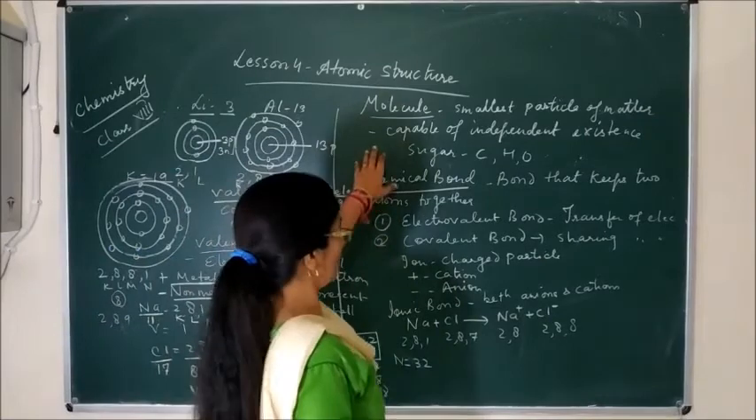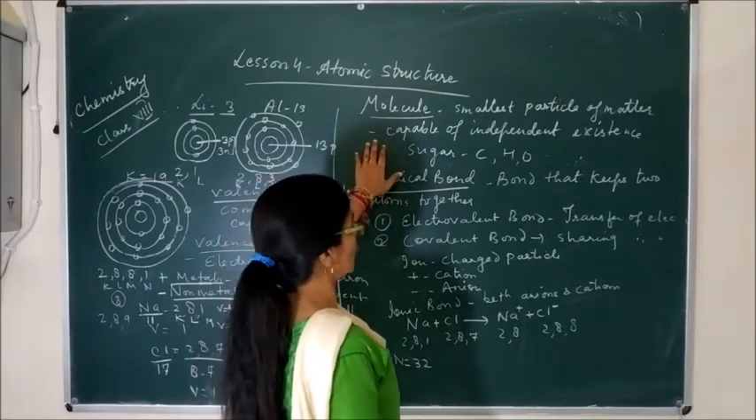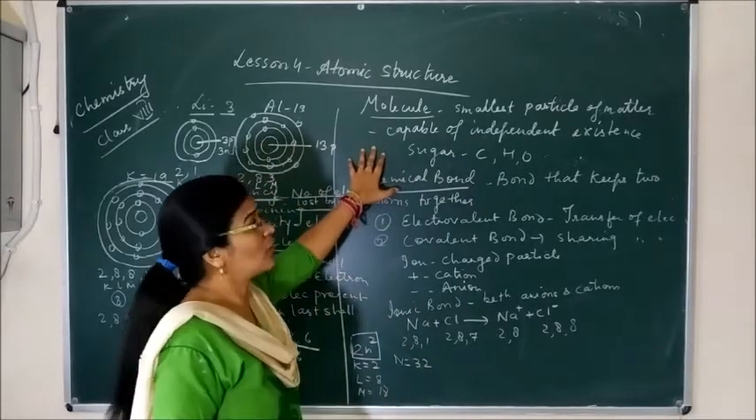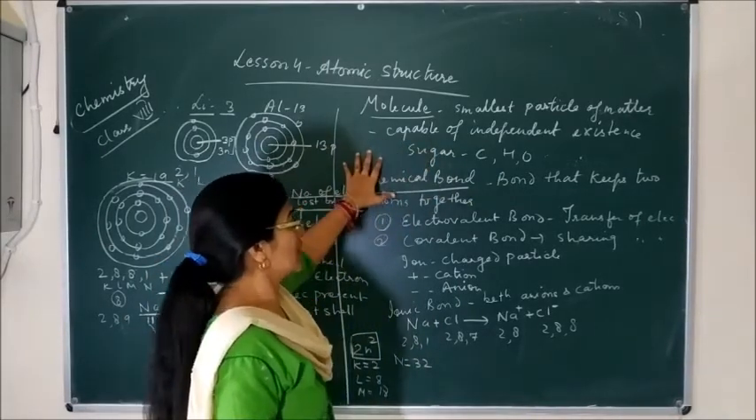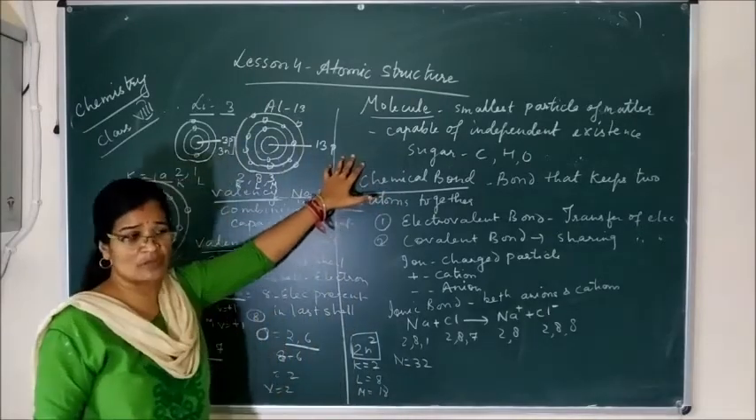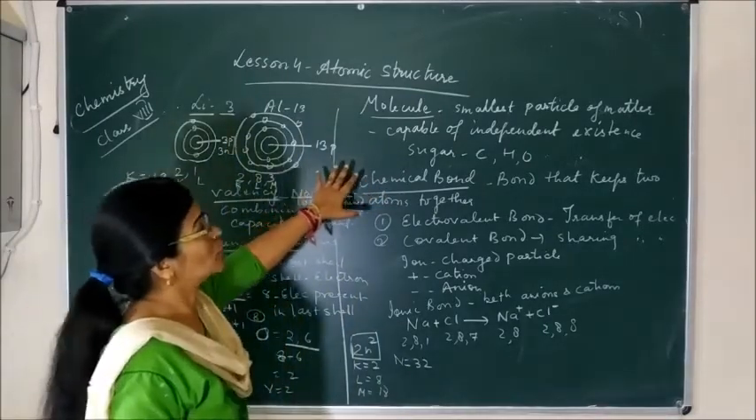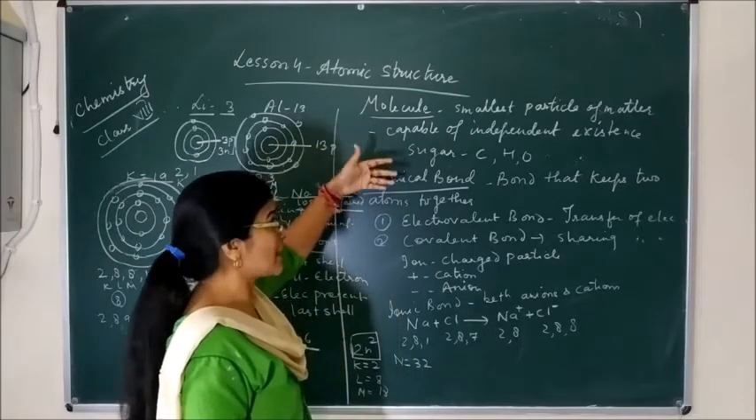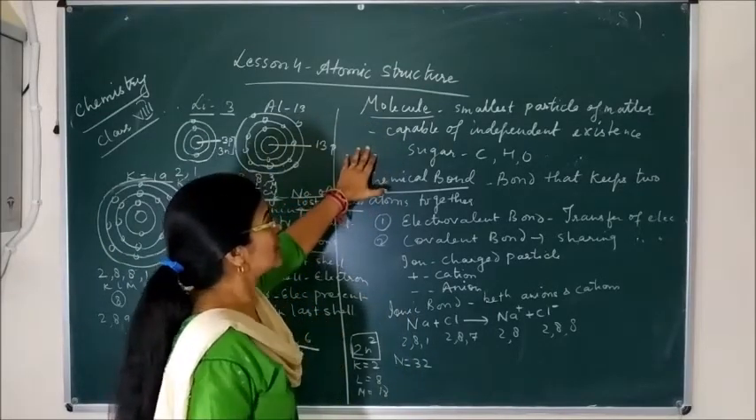Now we come to the molecule. What is a molecule? Molecule is the smallest particle of matter capable of independent existence. Means it is the small matter; you all know, matter is anything which occupies space and has mass. So the smallest particle present in the matter which has independent existence, that is called a molecule.